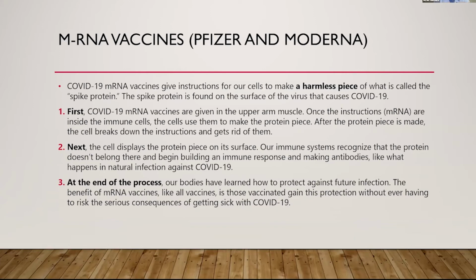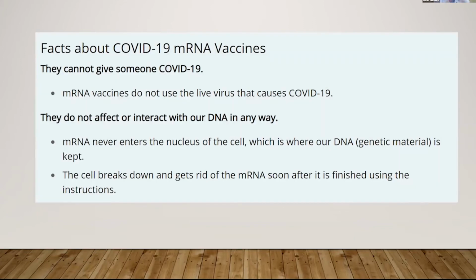So what we recognize is that there may be a time, if we find that Pfizer and Moderna are no longer effective for certain variants, they might be able to create an mRNA vaccine specific for those spike proteins. And that would be essentially a booster shot for us to protect against those variants as well. So what are some facts about COVID-19 mRNA vaccines?